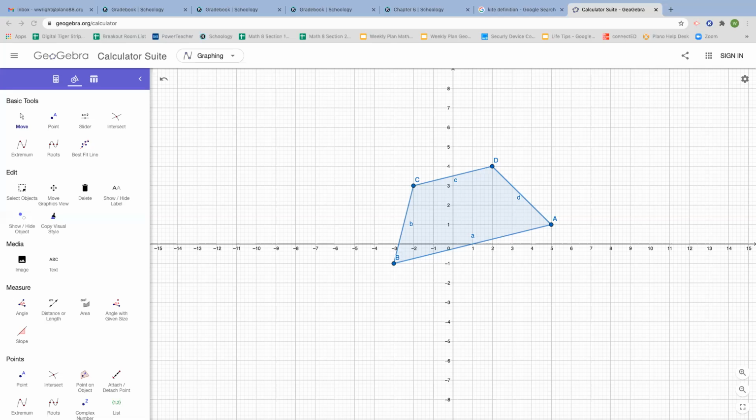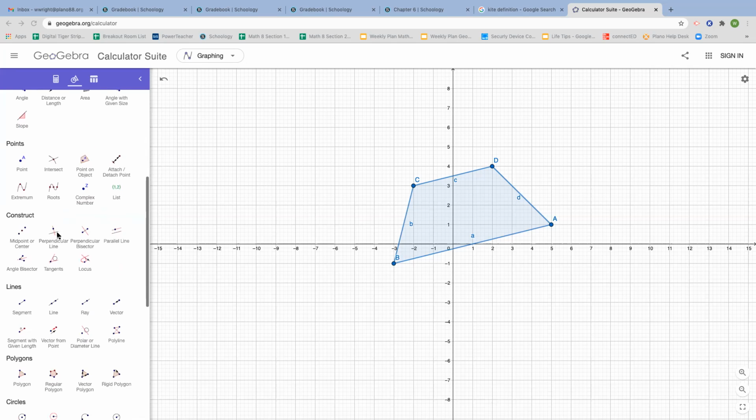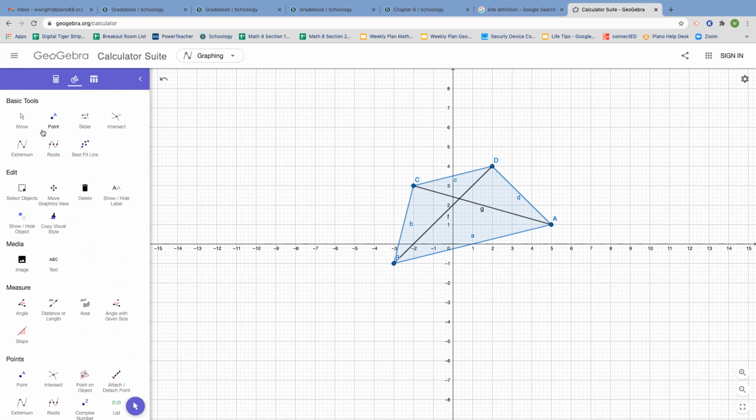So I've already set up our trapezoid the way they had it set up. I'm just going to show you how I would do this in GeoGebra. So I would graph this using the polygon tool. Then I'd hit my segment tool. I draw in my diagonals, connect B to D and C to A. Then I'm going to go back up top. I'm going to find my distance or length in the measure segment.